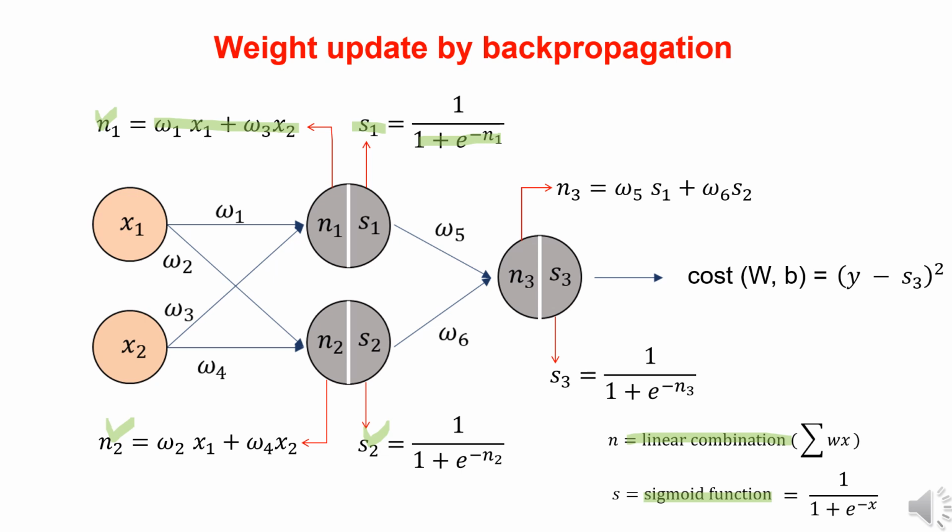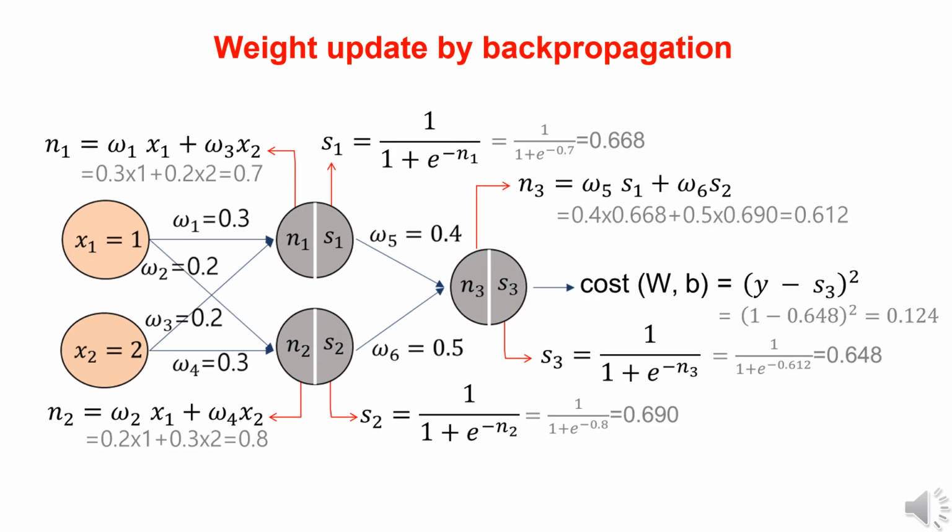For the output layer, N3 is expressed as the linear combination of the inputs S1 and S2, along with their respective weights omega 5 and omega 6. Then S3 is obtained by applying N3 to the sigmoid function. In this neural network, the final output is S3, and the cost function can be represented as the square of the difference between the actual value y and S3.